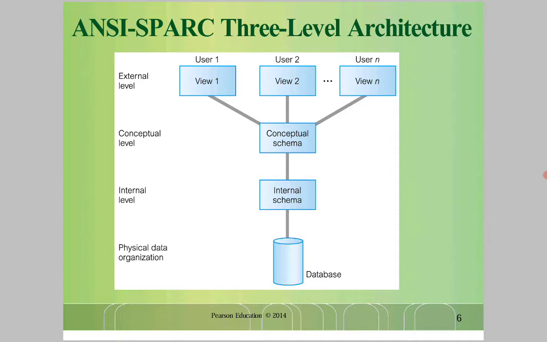It is a compulsory essay type question from unit 1. So what is a 3-level architecture? There are 3 levels: the external level or view, the conceptual level or view, and the internal level or view, with the physical data organization below.